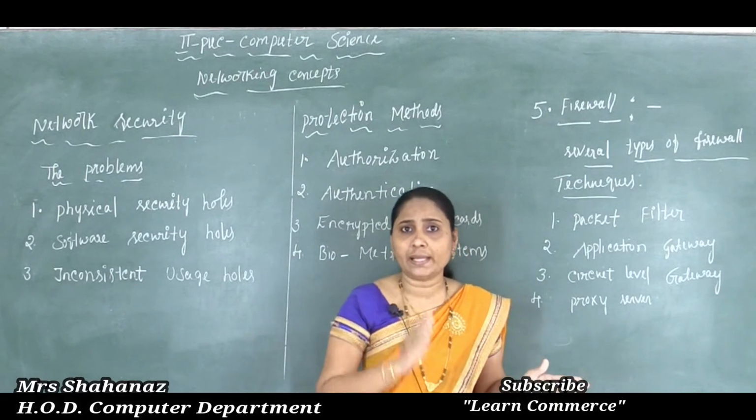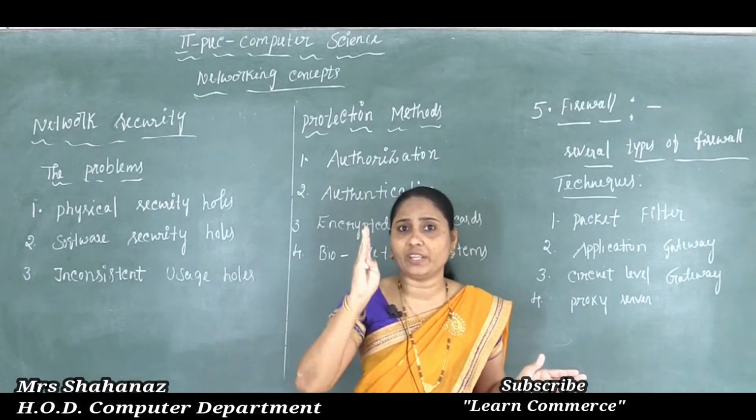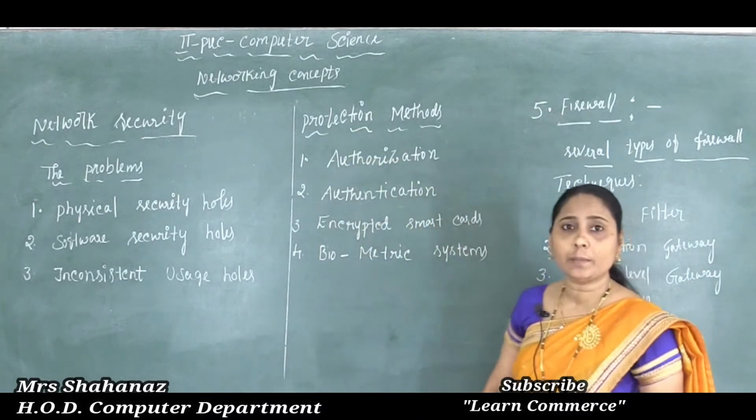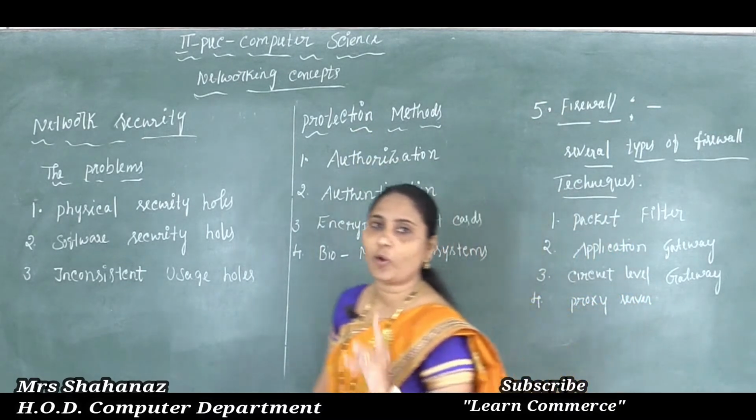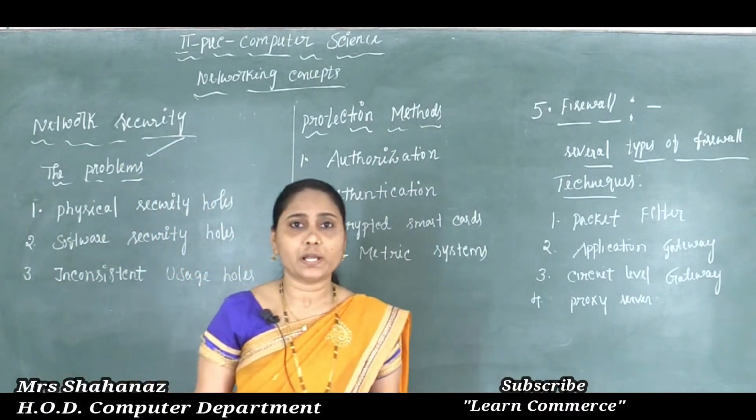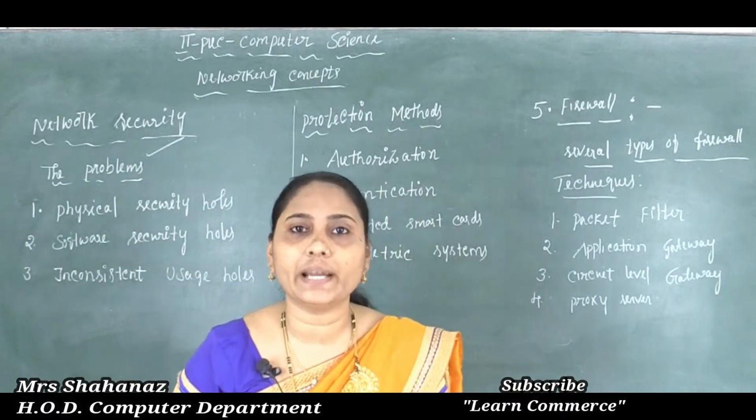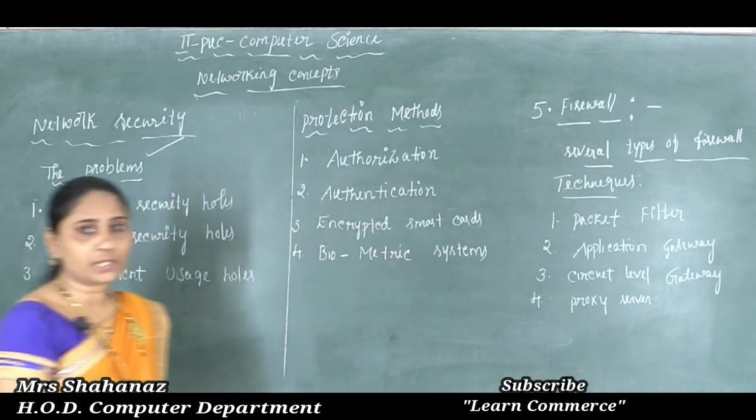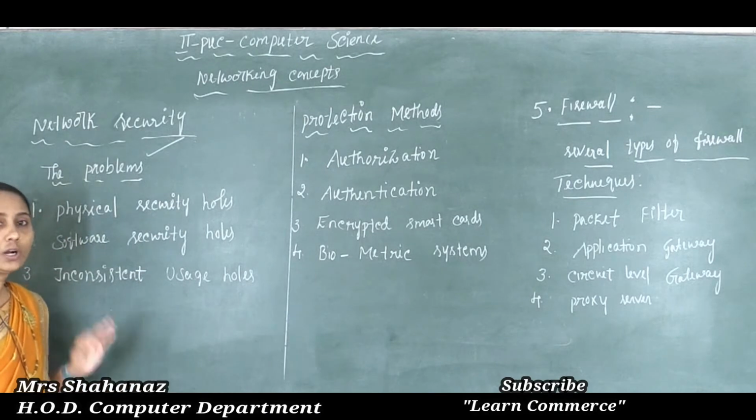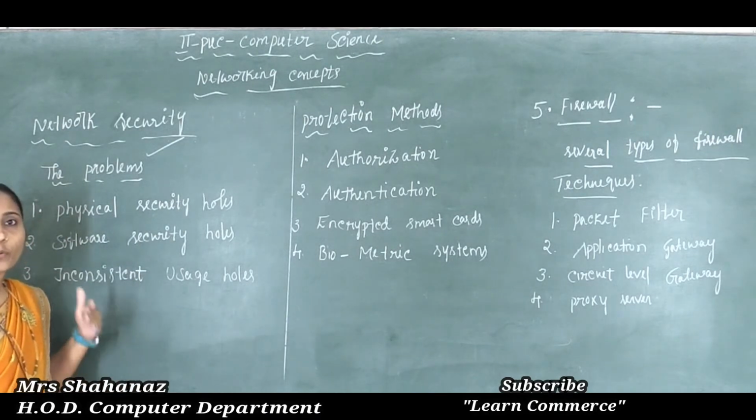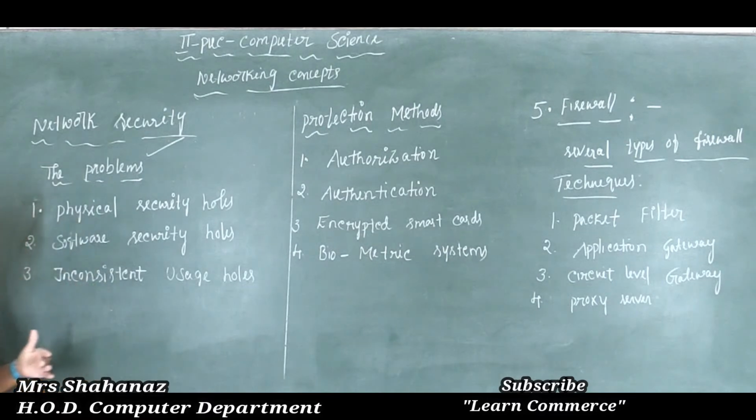Some of the techniques, some of the security mechanisms we need to use, I already explained. But before going to explain all those security mechanisms, let's look at some of the problems. The problems under network security can be summarized as follows. Sometimes problems occur under network security. So what are the problems that occur in our network security?